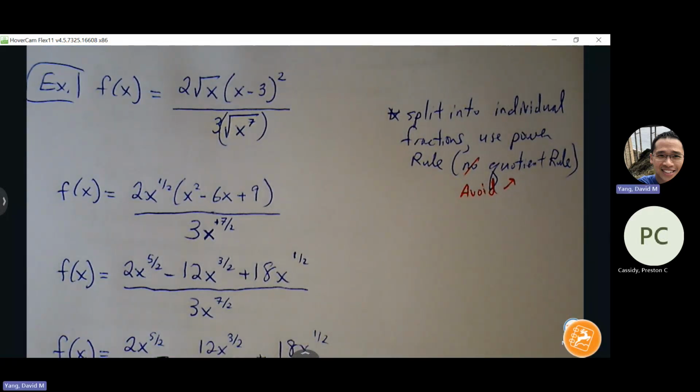For acceleration and velocity, is acceleration always the second derivative of position, the first derivative of velocity? Yeah. That's right.